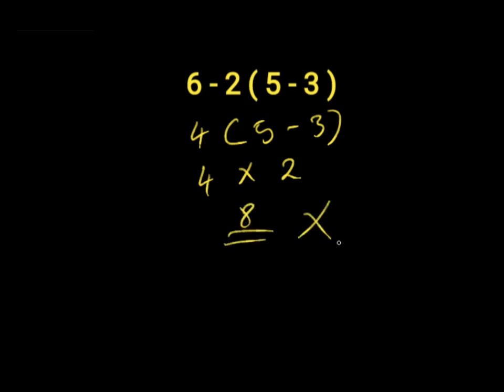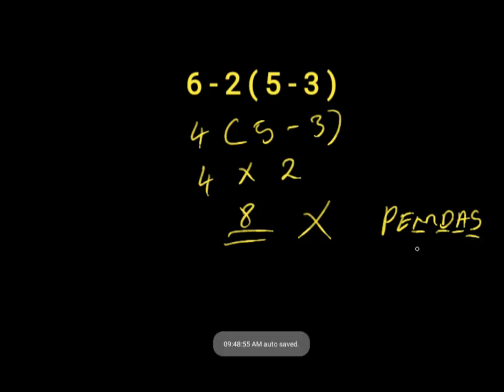8 is the wrong answer to this question because we did not work with the order of operation, which is PEMDAS. In PEMDAS, we have parentheses, exponents, multiplication, division, addition, and subtraction. Multiplication and division have equal priorities, such as addition and subtraction, working from your left to your right in order to arrive at a correct answer.